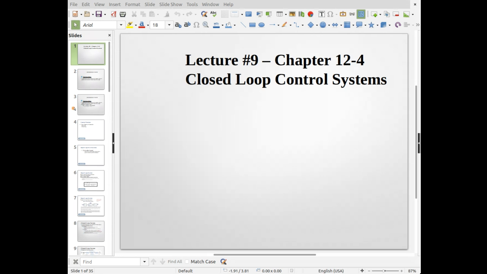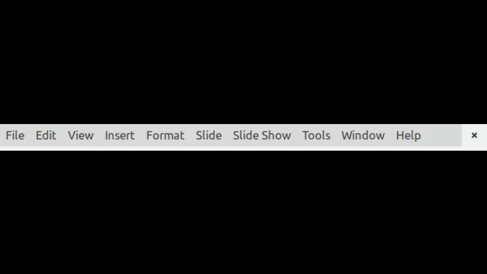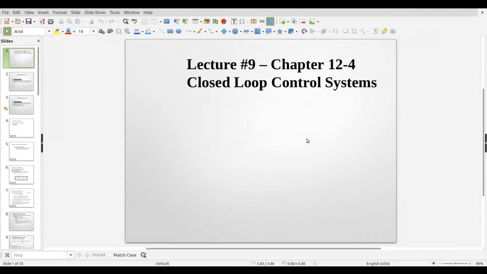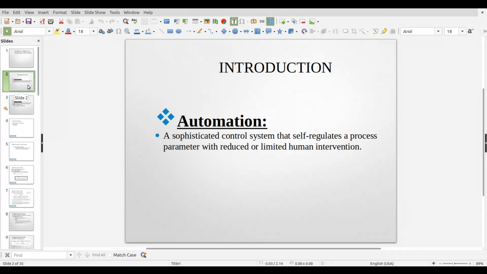All right, so this week and the next few weeks, we're going to be talking about closed loop systems. This is actually in your book. We're in chapter 12 of your book here, so if you have your books, you may want to read through this. But we're just going to go through and do some definitions and then talk about the differences between open and closed loop.